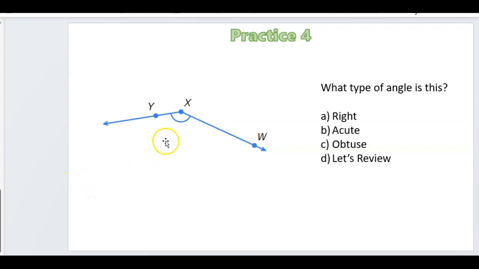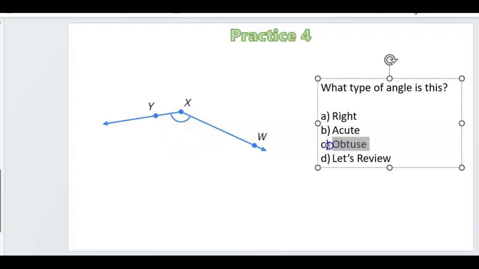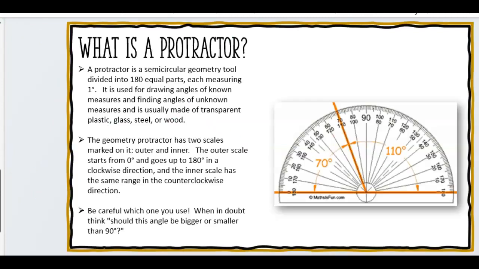All right, so this is greater than 90 degrees, and so I would say this is an obtuse angle. Okay, one more piece now, and that is using a protractor to measure our angles. So this is our protractor. It's 180 degrees. It looks like half of a circle.